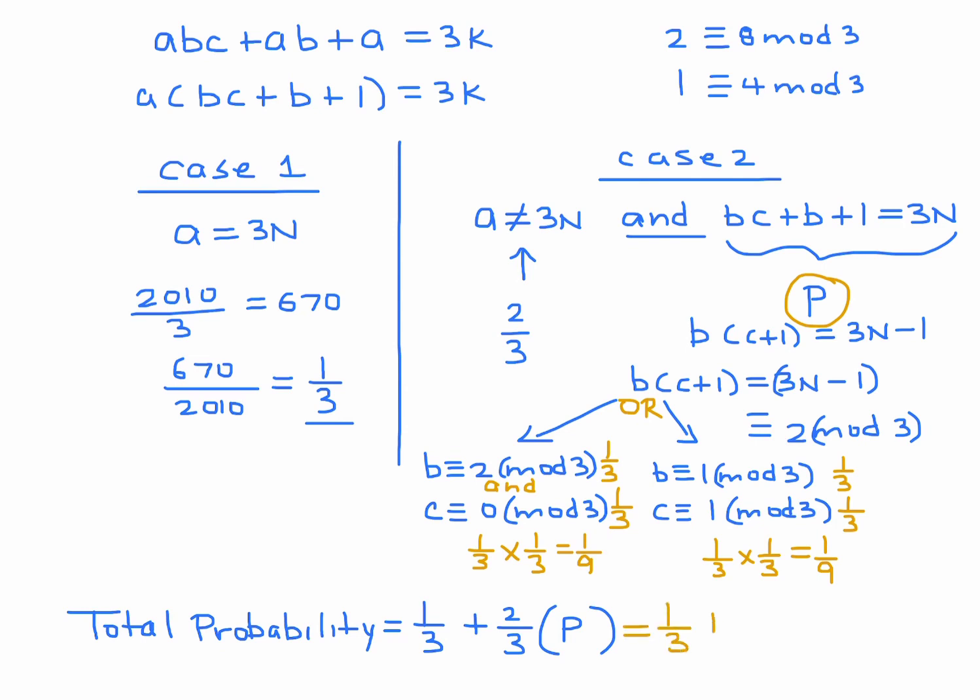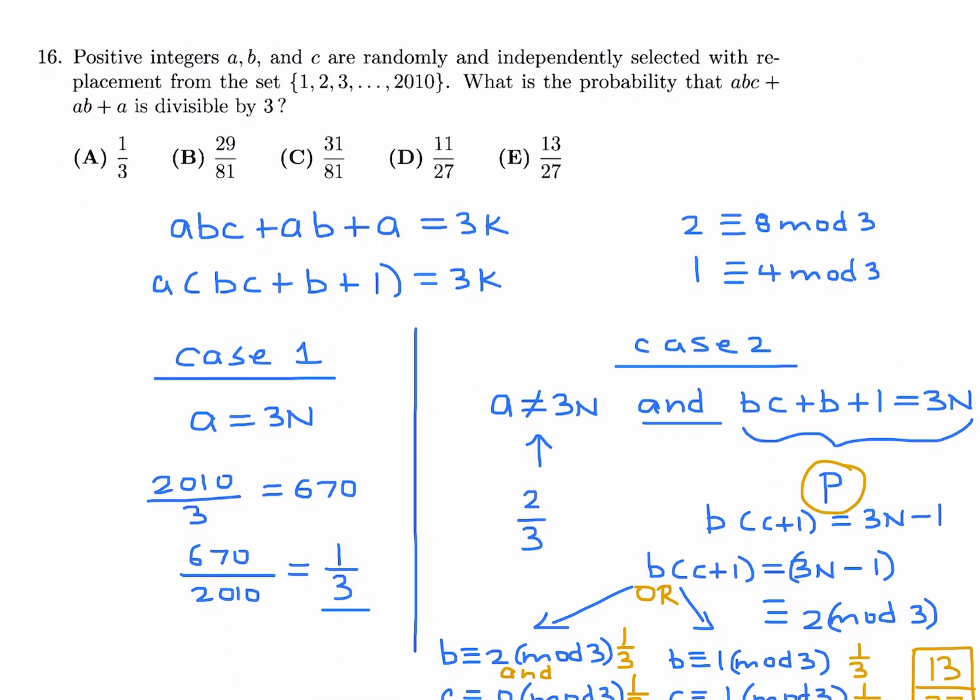So now this becomes 1/3 plus 2/3. And my p is this plus that, which I have stated is 2 over 9. And here we go. So that's going to be 1/3 plus 4 over 27. And if you do the addition, it becomes 13 over 27. The overall probability for this question. So number 16, the answer is E.